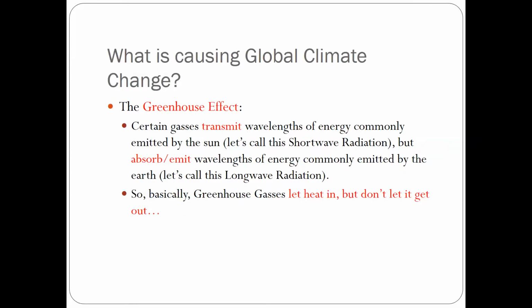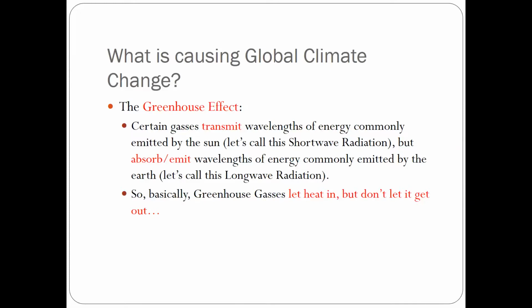So what is the smoking gun? What is the main cause of climate change? Well, it all goes back to the greenhouse effect. If you don't remember the greenhouse effect, we talked about it back in Module 2. But I'm going to give just a quick review of it here.